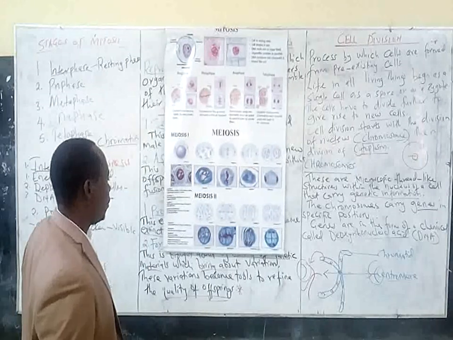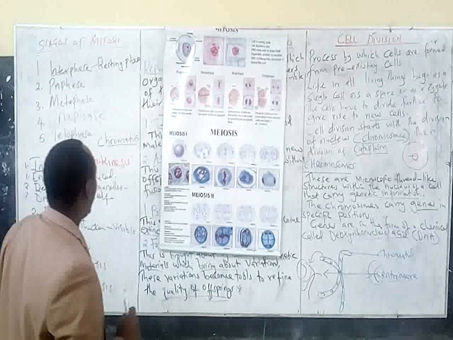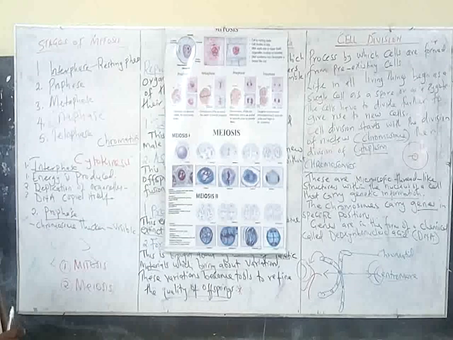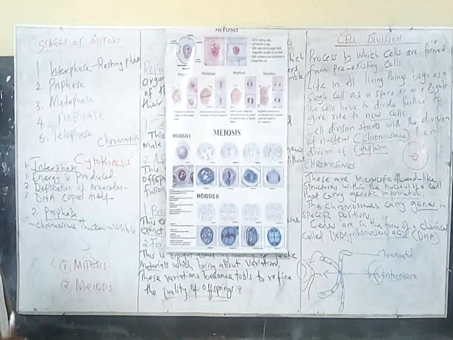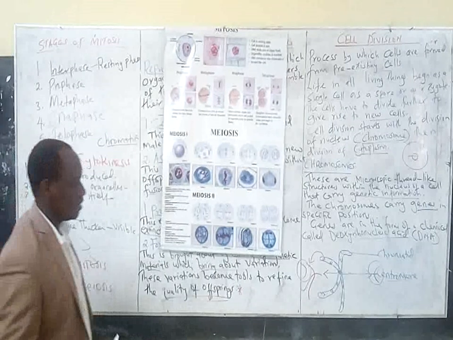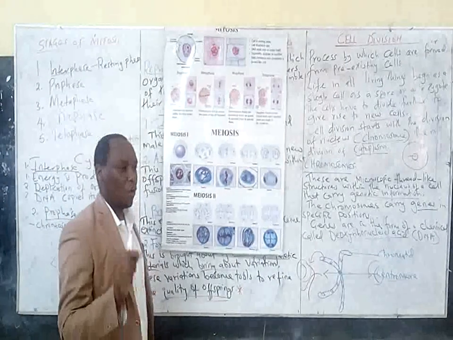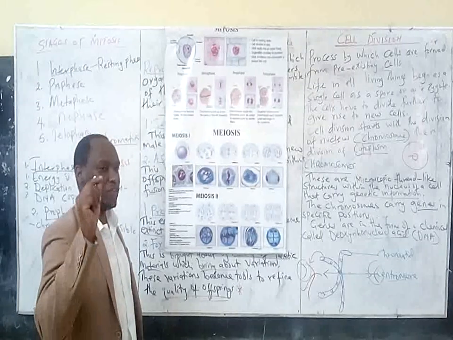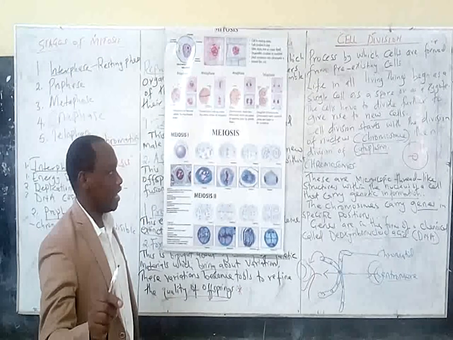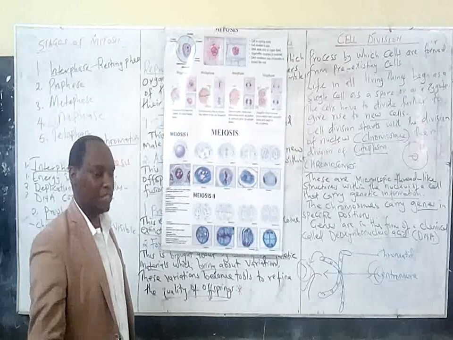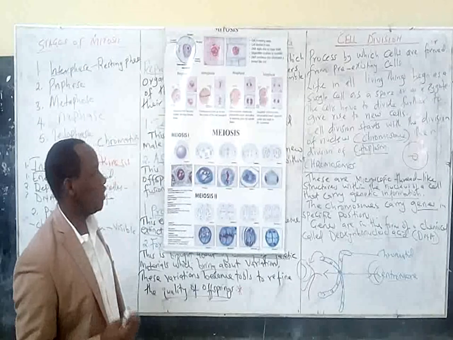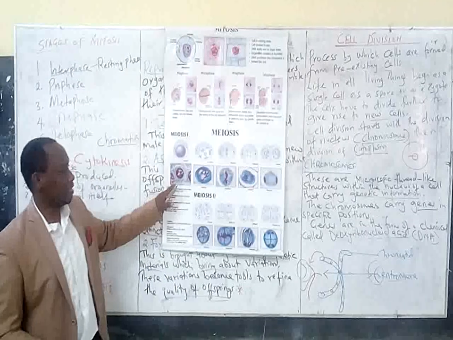So in conclusion, I want you to look at this question. What is the importance of mitosis in living organisms? I repeat again, what is the importance of mitosis in living organisms? When you look at that question, it will help you to summarize this topic.